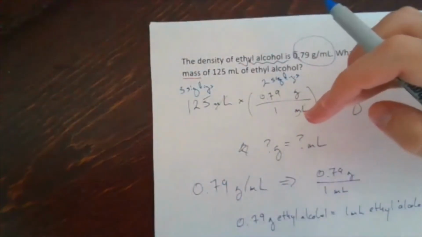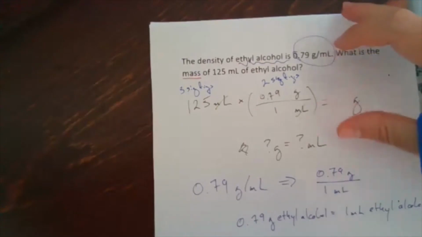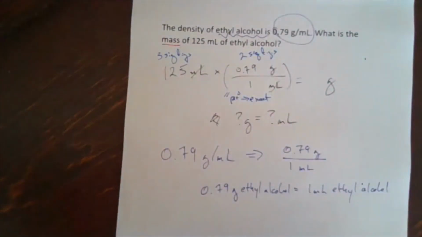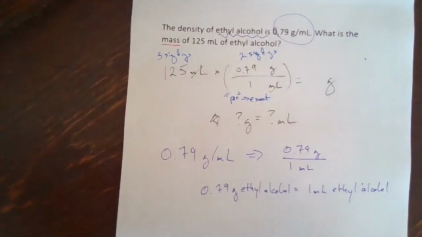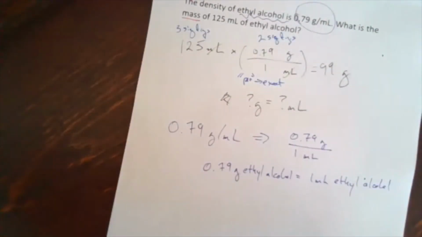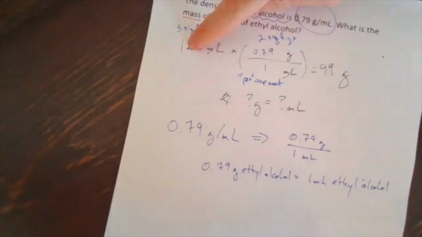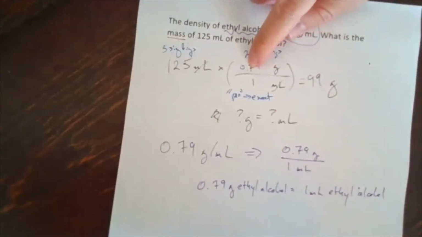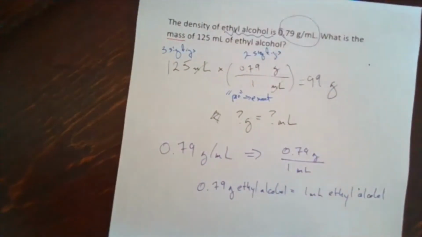The 1 on the milliliter, it is per milliliter. Per always leads to that thing being exact. So our answer should have 2 sig figs, 99 grams. 125 times 0.79 divided by 1.